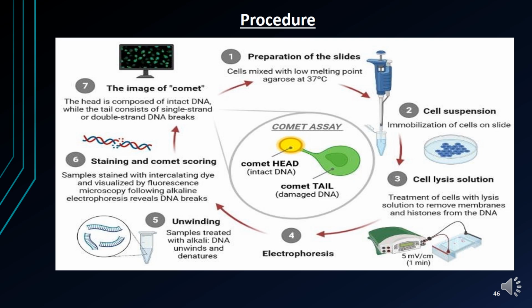So if the tail portion is more, it indicates that the number of damaged DNA or broken pieces of DNA is more as compared to the head portion.